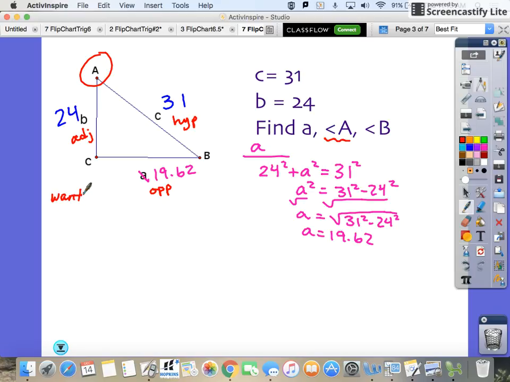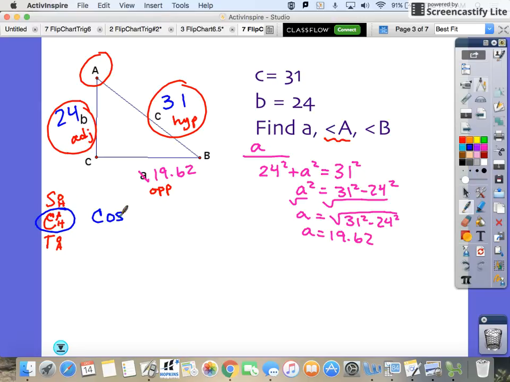Sorry, that's a lie. I lied. That's when we're finding missing sides. We want to use the two angles we were given. So we were given the adjacent and the hypotenuse. In case we made a mistake here, we don't want to use that. So adjacent and hypotenuse is cosine.